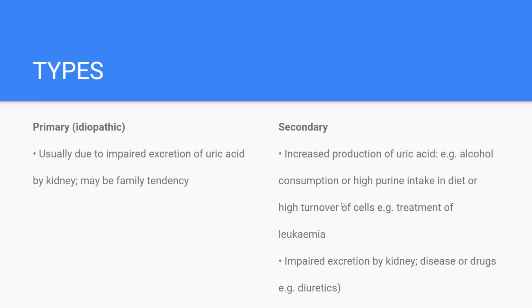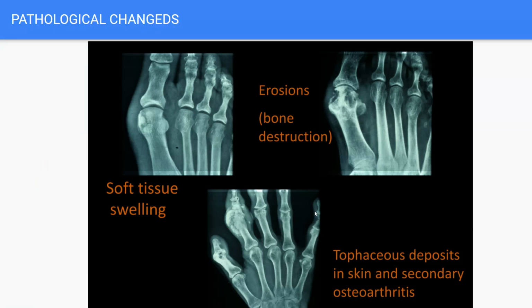And then an increased production, for example, would be alcohol, which she told us he's a binge drinker, or a high purine intake, so someone who's typically a red meat eater, or certain things that cause high turnover of cells and hence result in uric acid production. So for example, treatment with certain chemotherapeutic agents.